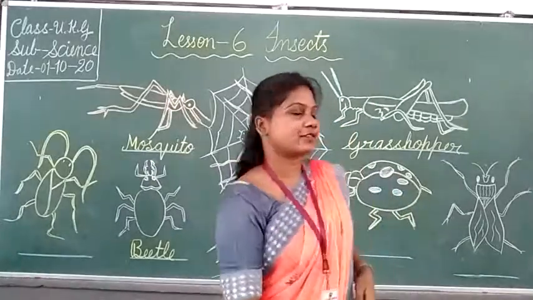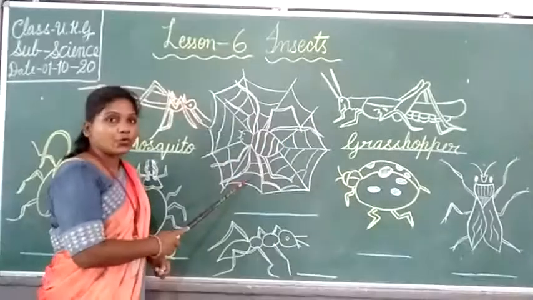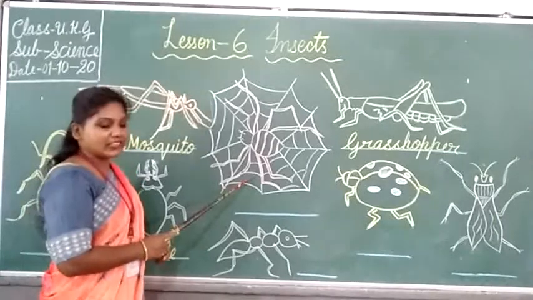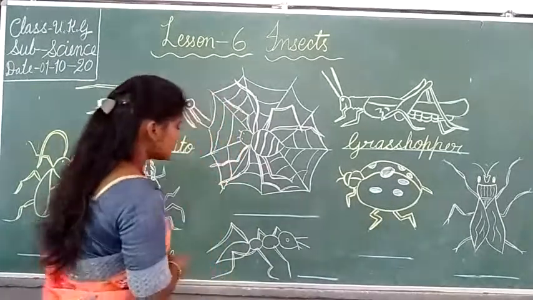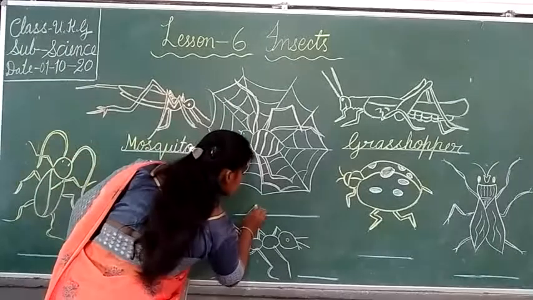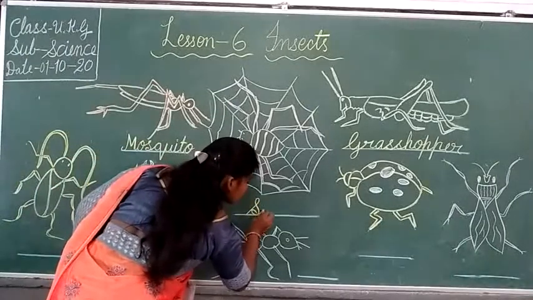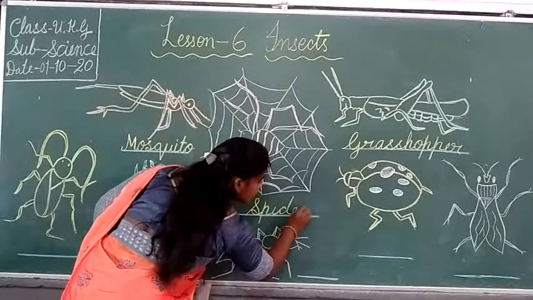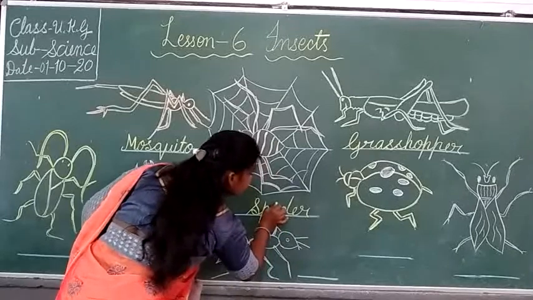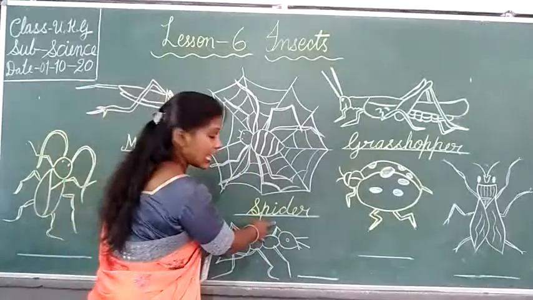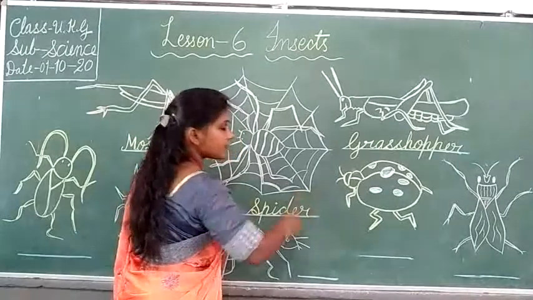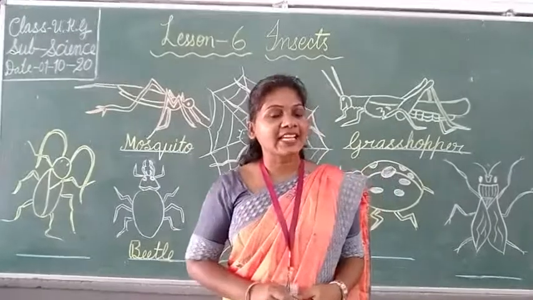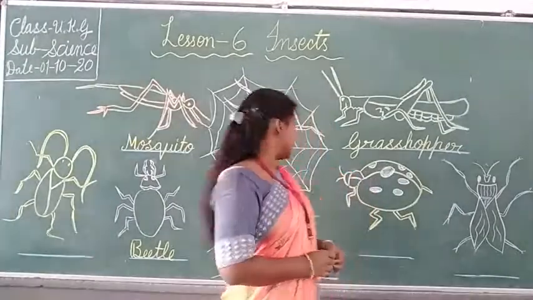Now fourth one, this one, which insect is this? Good, this is spider. What is the spelling of spider? S P I D E R, spider. Students, a type of small animal like an insect with 8 legs.